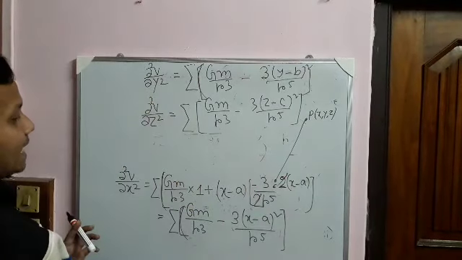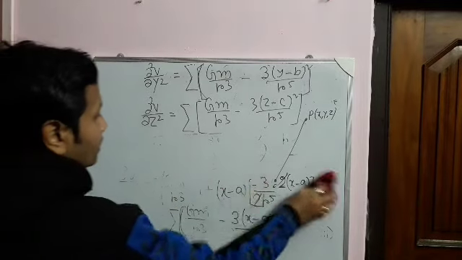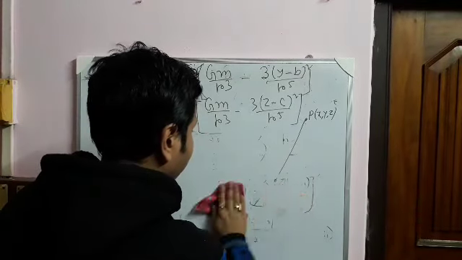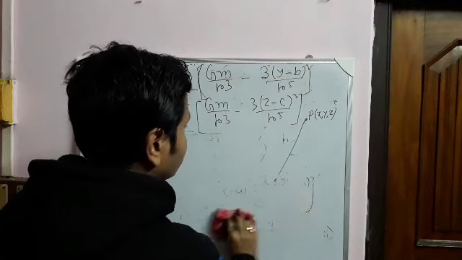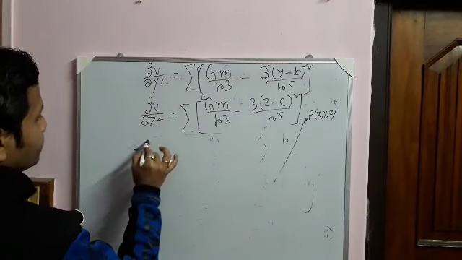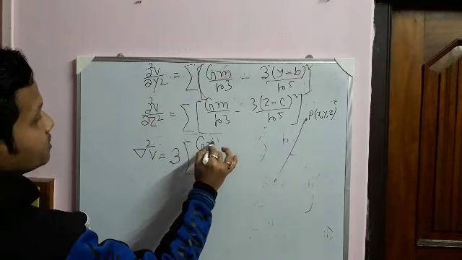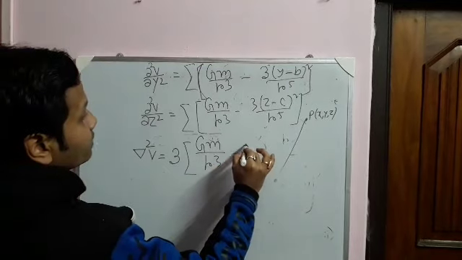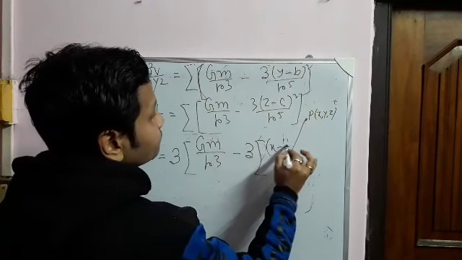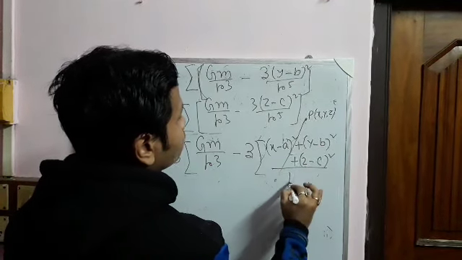Okay, now if you add these three equations, then what do we get? You get the Laplacian operator del square V. Okay, if you add these three terms, you will get del square V. This is equal to 3 into sum of Gm by R cube, and if you take 3 common, there will be a term x minus a whole square plus y minus b whole square plus z minus c whole square by R to the power 5.